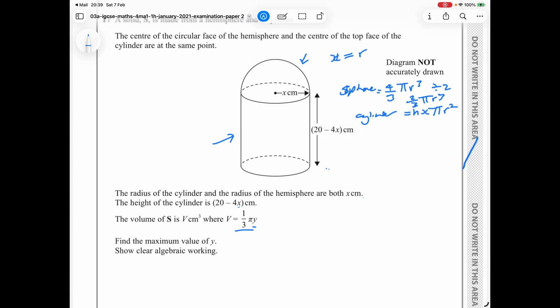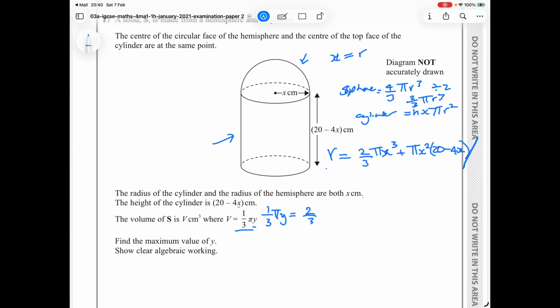So we know that V equals, with x instead of r, 2/3 pi x cubed, plus pi x squared times 20 minus 4x. Right, now we can make that equal to that. We'll do some things to make it look better, but basically we know that 1/3 pi y equals this, and then we can play with it a bit.